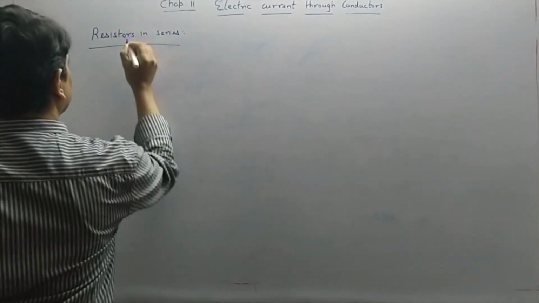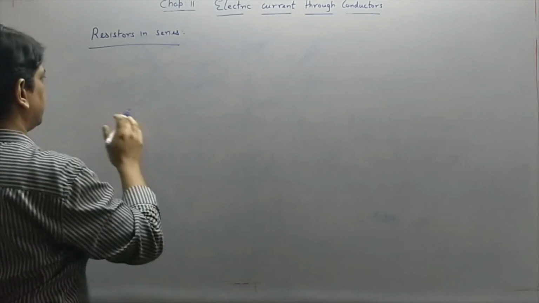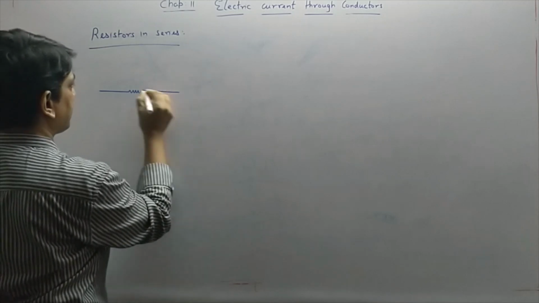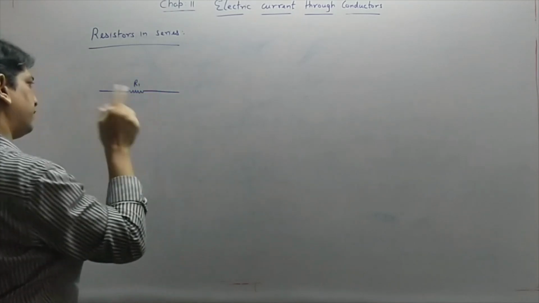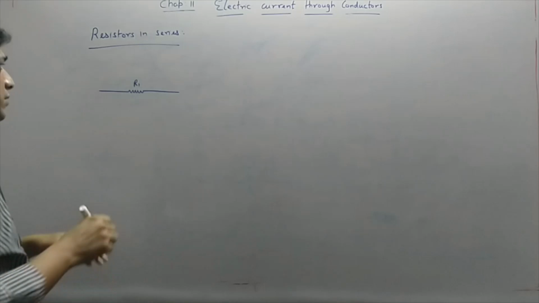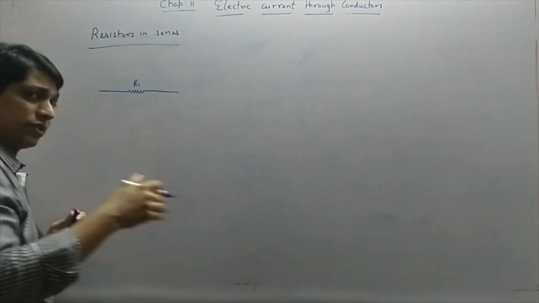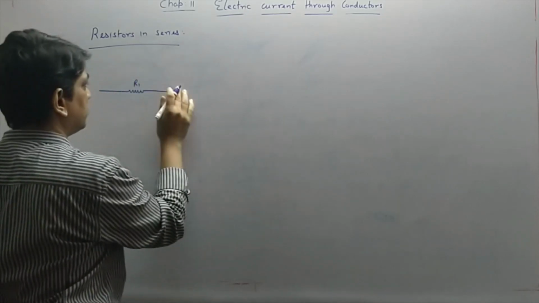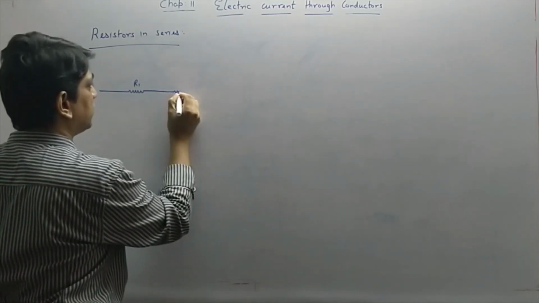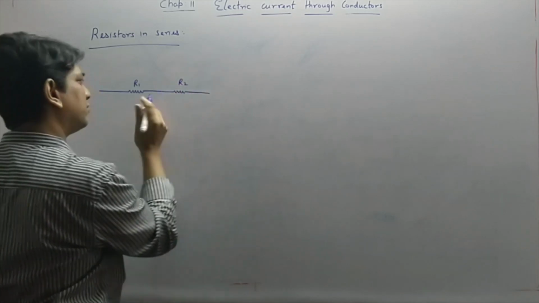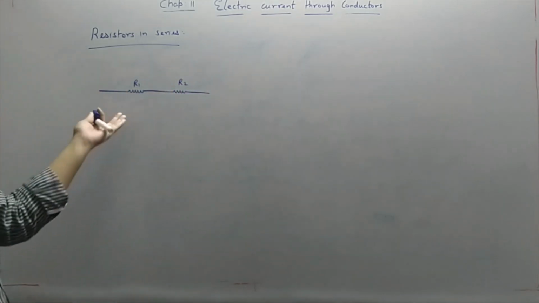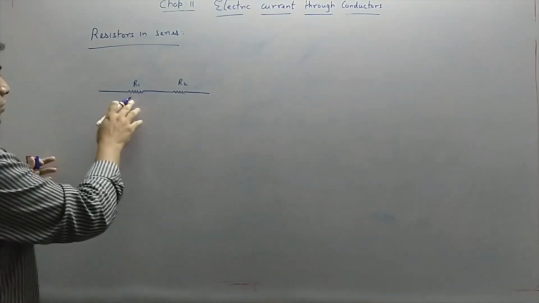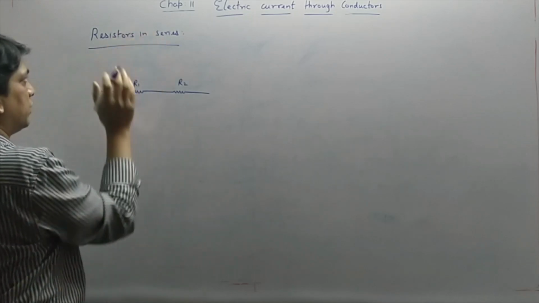So here we have resistors in series. In any electrical circuit, suppose we are connecting one resistance here, that is R1. If I want to connect another resistance in series to increase the resistance, I have to connect the resistor in series. One end of the resistor goes to the other end of the second resistor. It may be of the same value or of a different value, but to increase the resistance in the circuit, this is the diagram for resistors in series.